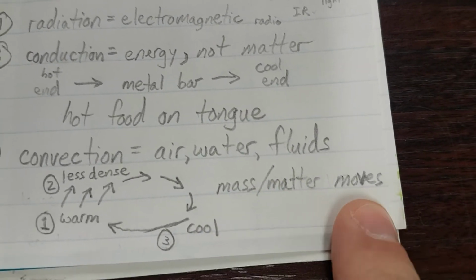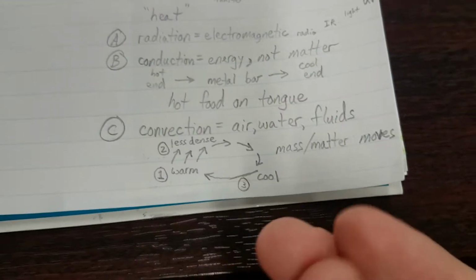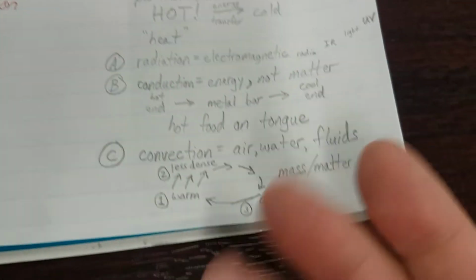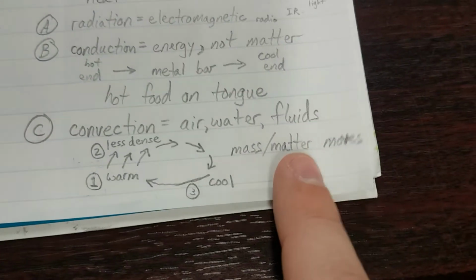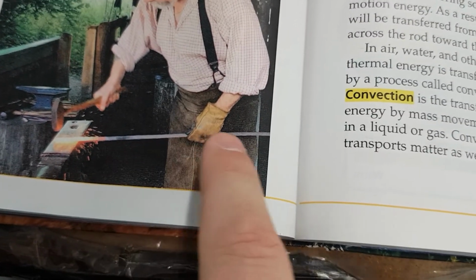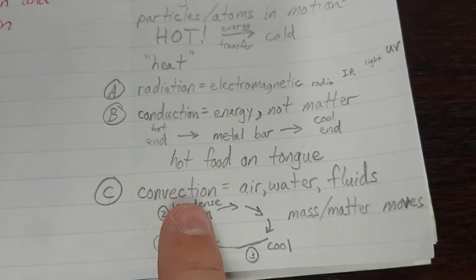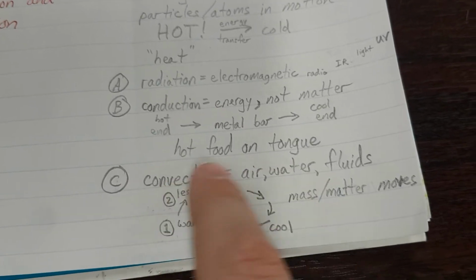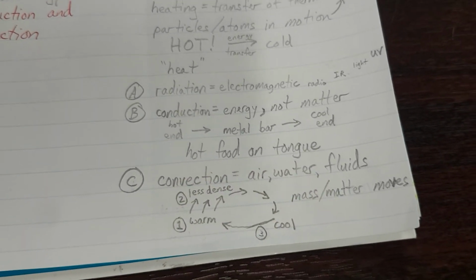Mass, or matter, moves. Mass is particles, stuff that you can hold or see or feel. Same thing for matter. So remember, in conduction, the metal's not moving, but the heat is moving down the bar. In convection, the water is actually moving and swirling in that convection current.